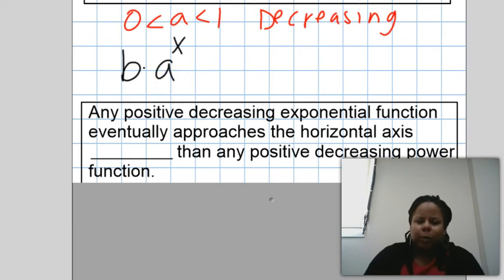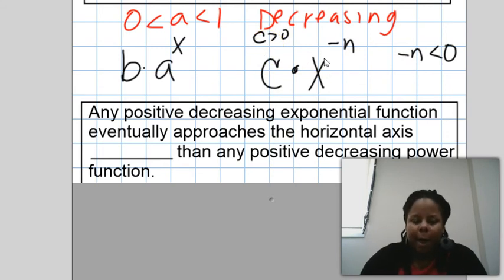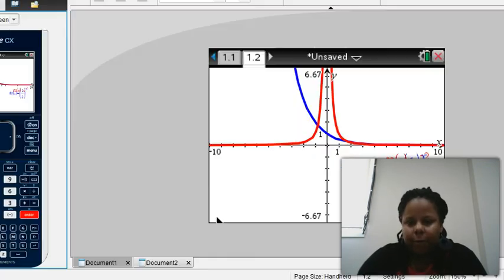Okay, and so what we want to look at is comparing a decreasing exponential function with a positive decreasing power function. In that case, that's something where it's c times x to the negative n, where negative n is less than 0. Not saying the function values are less than 0, because in order for it to be positive, c is greater than 0. But in order for it to be a decreasing positive power function. So let's take a look at an Inspire file.